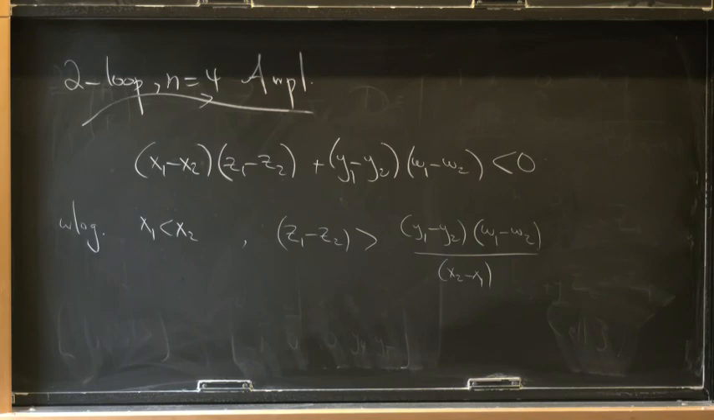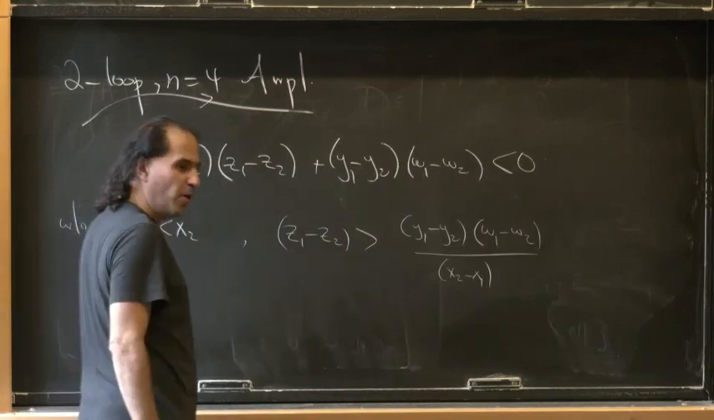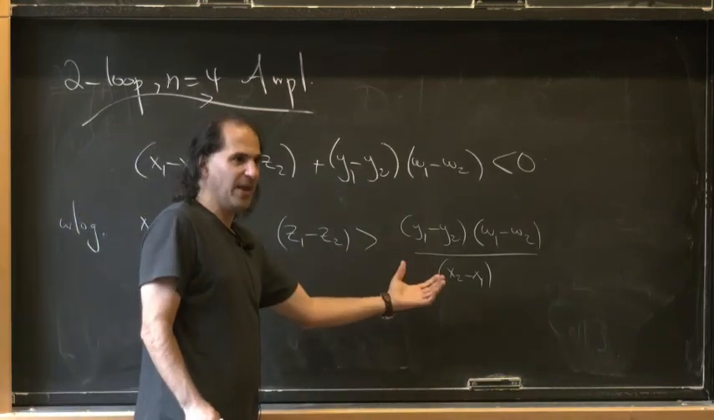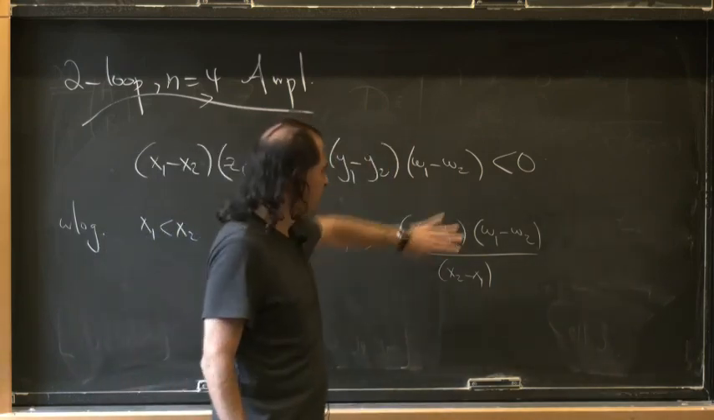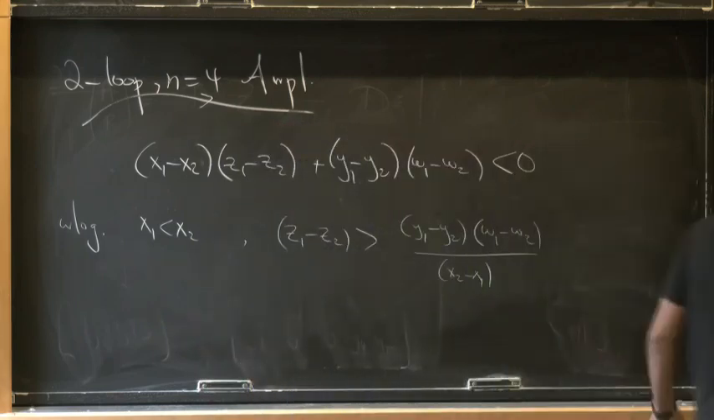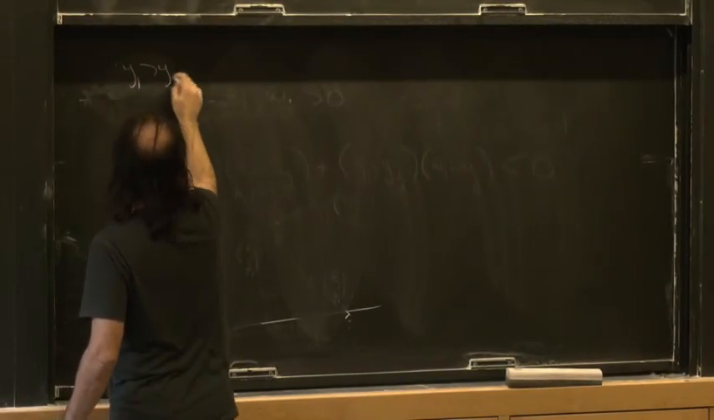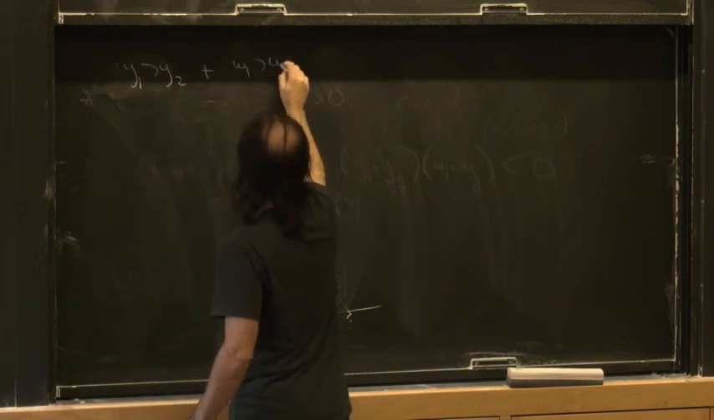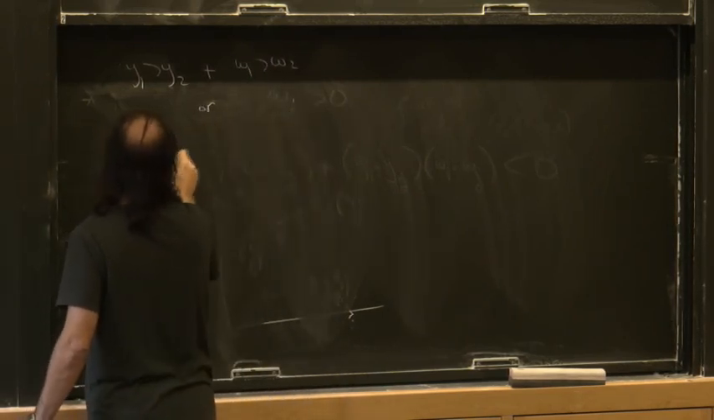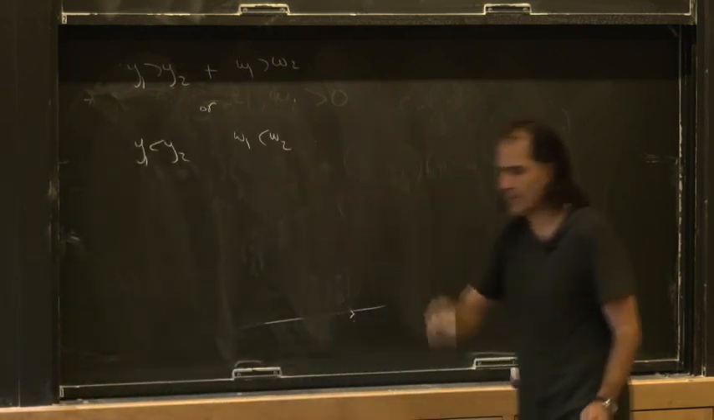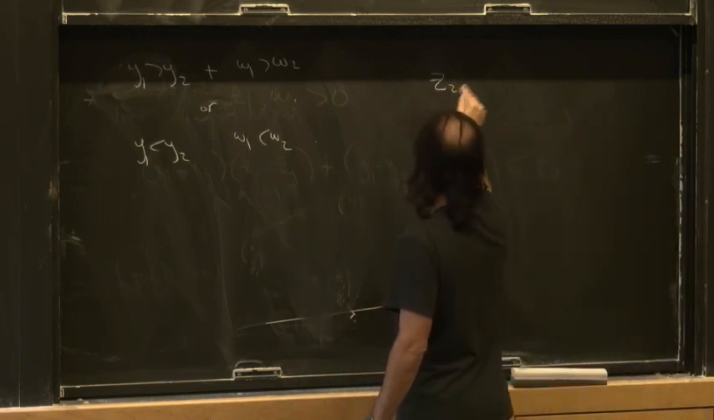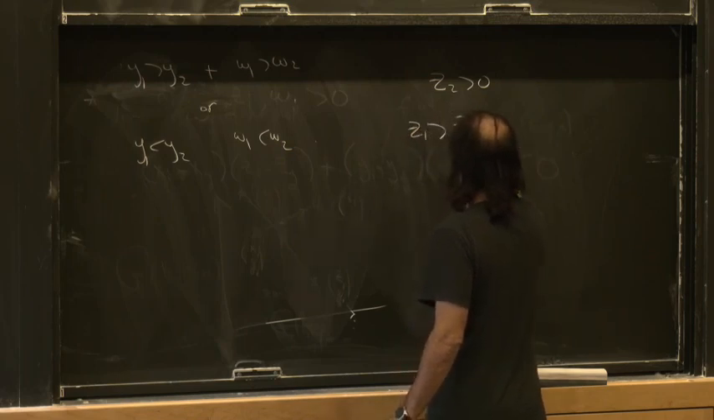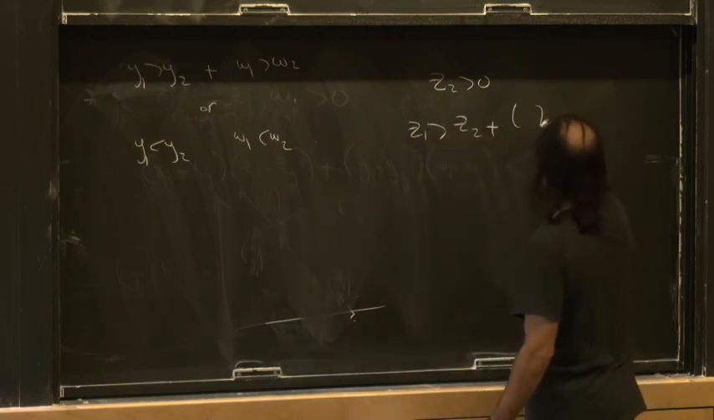And so now you see what's going to start happening. I have to have that z1 and z2 are both positive, and z1 minus z2 is bigger than something. Now things are going to depend on whether the something is positive or negative. The first case is where the something is positive. That happens when, for example, either y1 bigger than y2 and w1 bigger than w2, or y1 less than y2 and w1 less than w2. In that case, all I know is that z2 is positive, and z1 is bigger than z2 plus this positive thing.